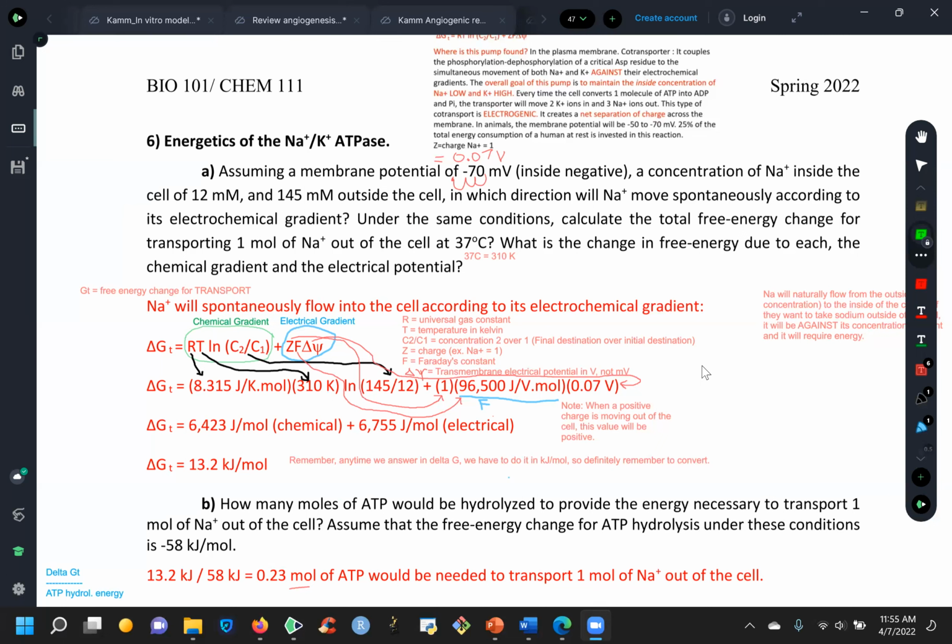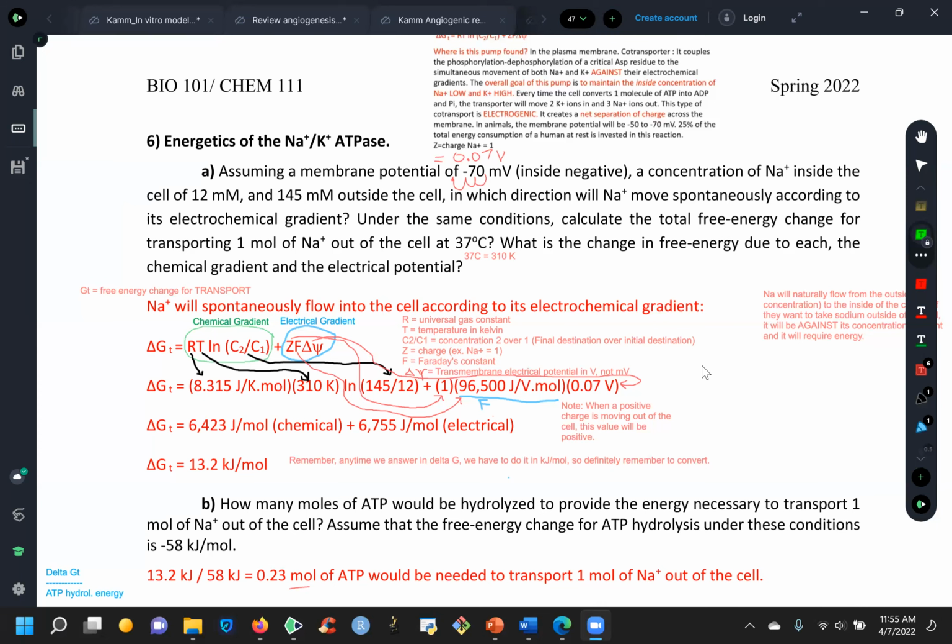So what is Z? Z is really easy. It's literally just the charge. Our sodium has a +1, so Z is just 1. Easy, right?